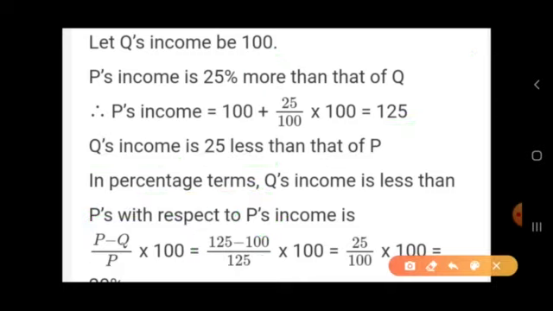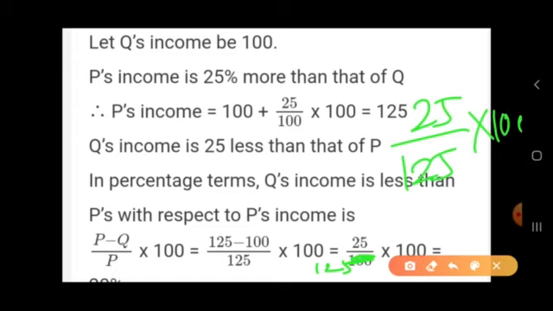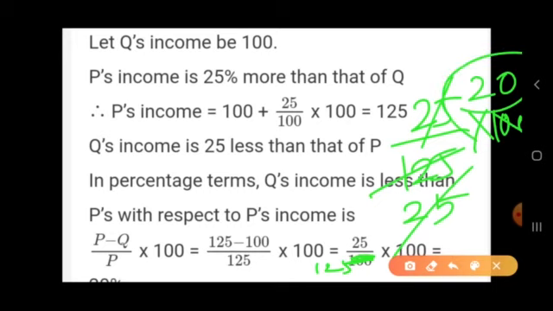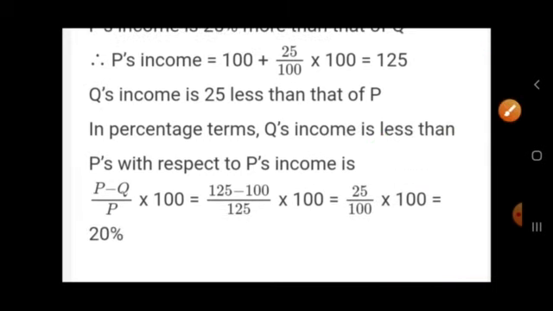So here it is a mistake. It is not 100, it is 125. Okay, now we will cancel: 25 divided by 125 into 100. If we take 5, then here 25 and here it is 20. So 25 cancels, and what is our final answer? 20%. That is our final answer.